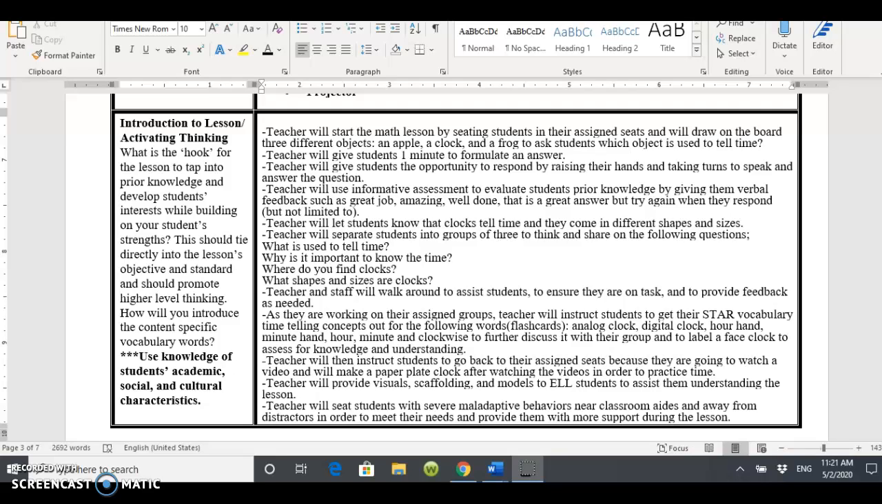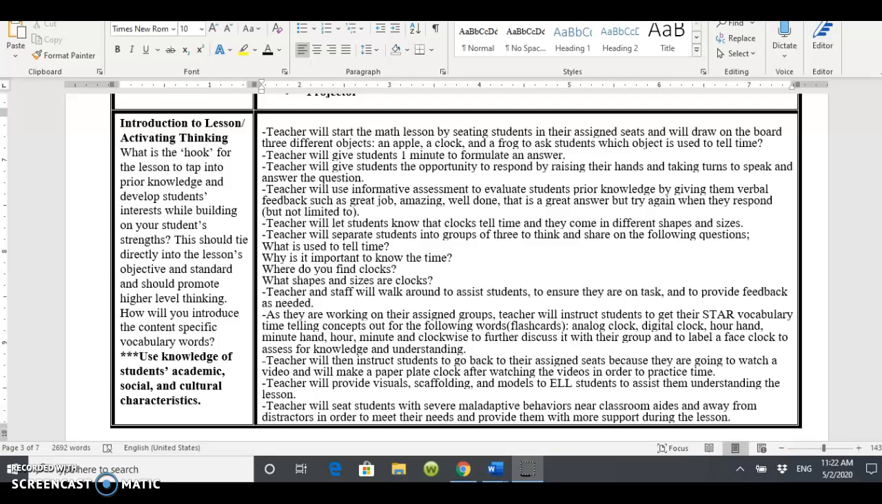Teacher and staff will walk around to assist students to ensure they are on task and to provide feedback as needed. As they're working on their assigned groups, teacher will instruct students to get their STAR vocabulary, time-telling concepts out for the following words: analog, analog clock, digital clock, hour hand, hour, minute, and clockwise, to further discuss it with the group and to label a face clock to assess for knowledge and understanding.